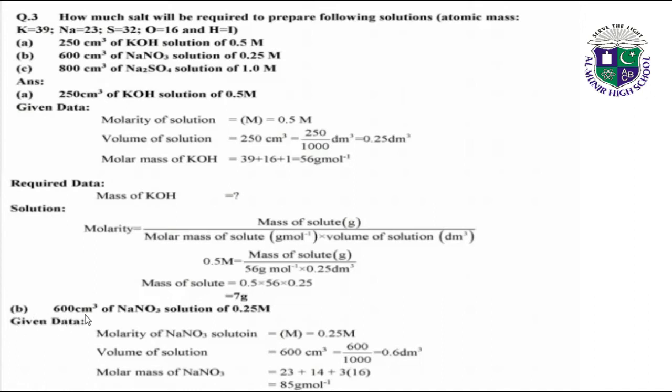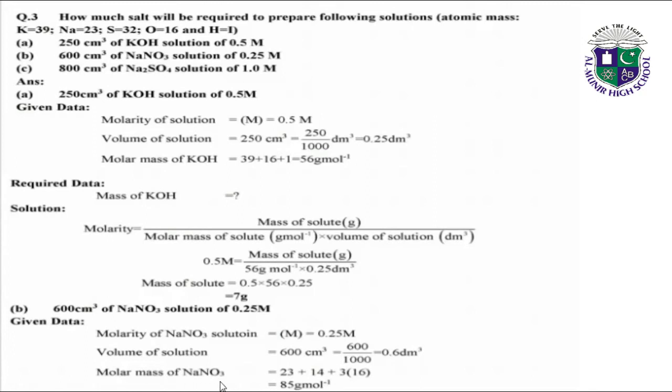Part B, 600 centimeter cube of NaNO3 solution of 0.25 moles. Given data is the molarity of NaNO3 solution, which is 0.25 moles. Volume of solution, which is 600 centimeter cube, is equal to 600 over 1000. By calculating it, we will get 0.6 decimeter cube.